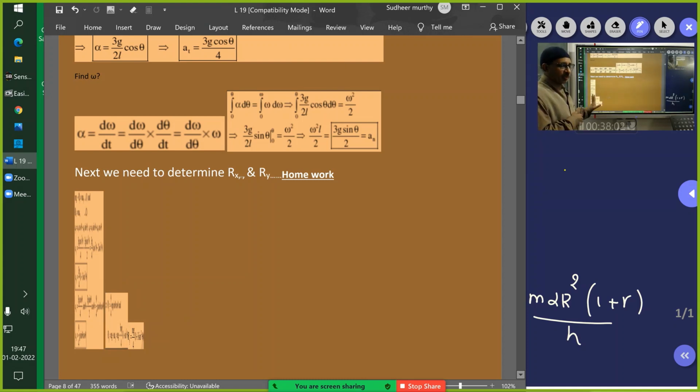See, this problem is so simple, right? It might look very difficult, oh, hinge problem and all. Pratyush, are you there? Pratyush is not there.